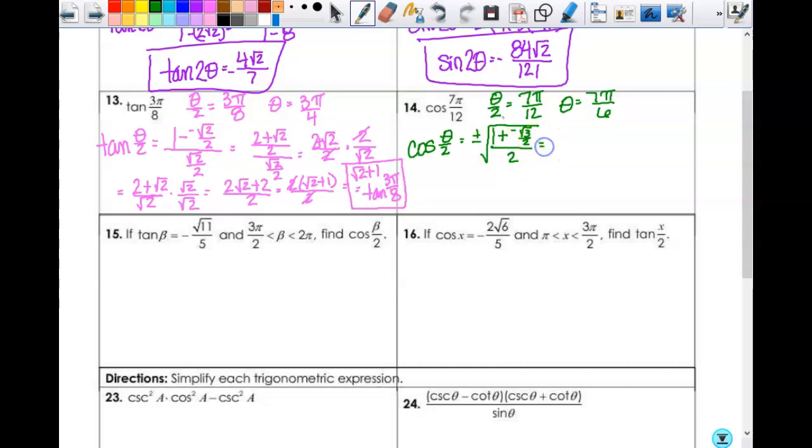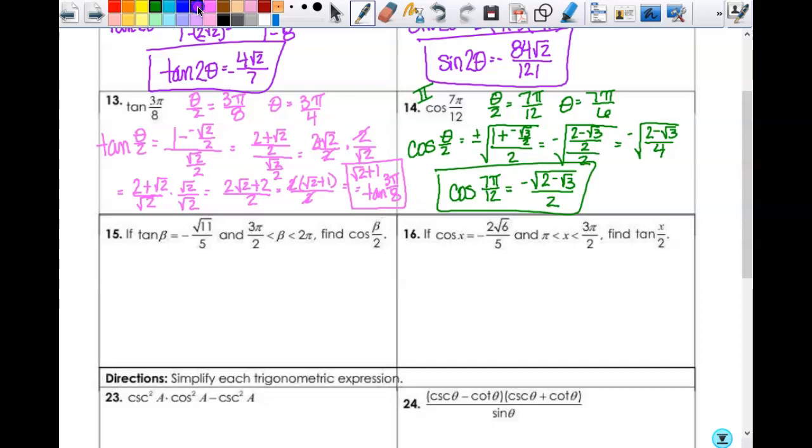Okay, and so I have to decide if it's plus or minus. 7 pi twelfths is definitely in the second quadrant because 6 pi twelfths will be pi halves, so it's a little bit past that. So I'm in the second quadrant, which means this one is negative. Negative square root of 1. When I get a common denominator up here, it's going to be 2 minus the square root of 3 over 2, all over 2. When I multiply by the reciprocal, I get negative 2 minus the square root of 3 over 4, which means that cosine of 7 pi twelfths equals negative square root of 2 minus the square root of 3 all over 2.